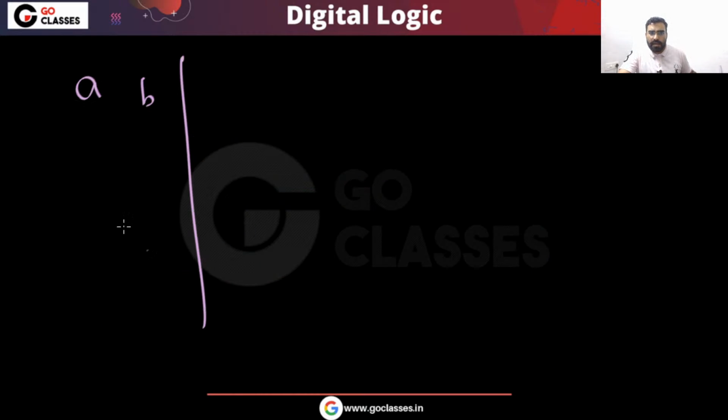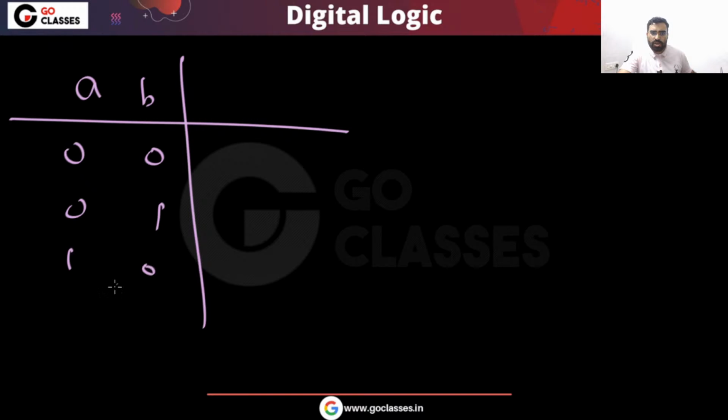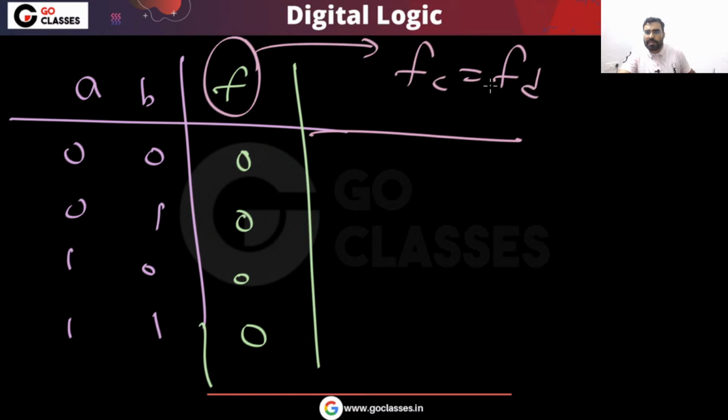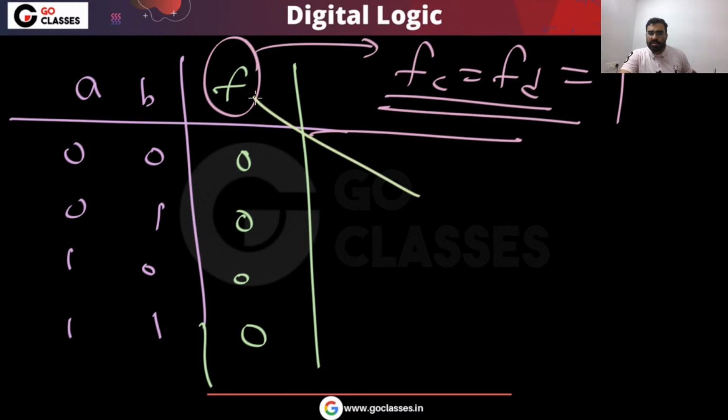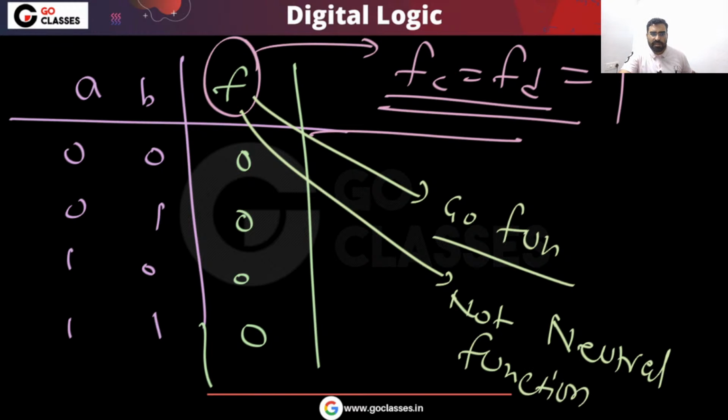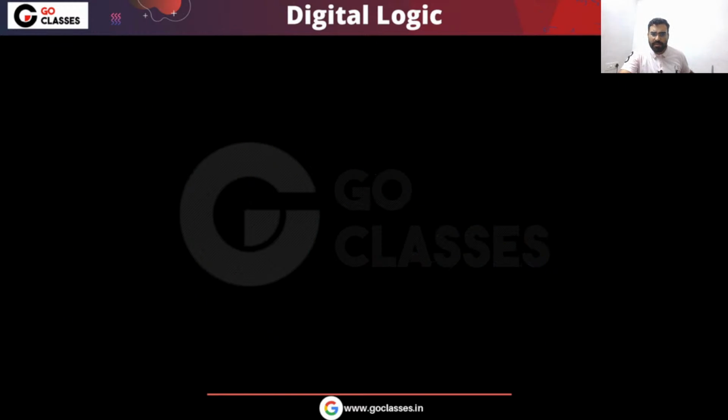Consider this array: 0 0 0 1 1 0 1 1. Consider this function f: 0 0 0 0. This is not a neutral function, but this is a go function, right? For this function, f complement is the same as f dual, and both are 1. F complement and f dual are the same. So this is a go function. Yes or no? And you can notice this is not neutral. So basically, go function is a palindrome function. Remember, go function is simply a palindrome function.